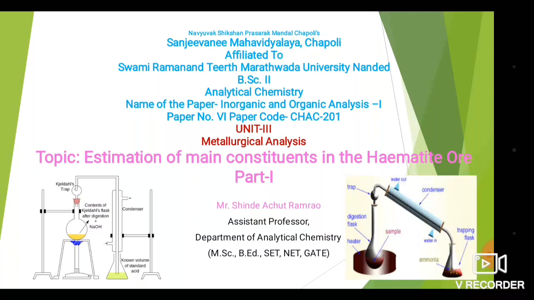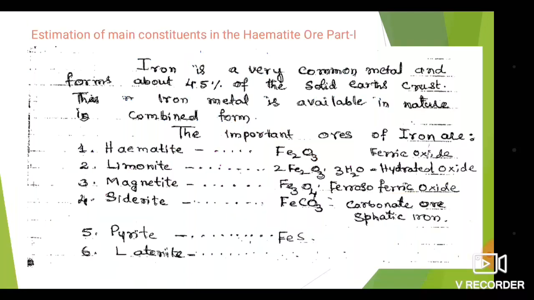Hematite is generally an ore made up of iron. So the major constituent of the hematite ore is iron. Iron is a very common metal and forms about 4.5% of the solid earth crust. This iron metal is available in nature in combined form, in the oxide form.